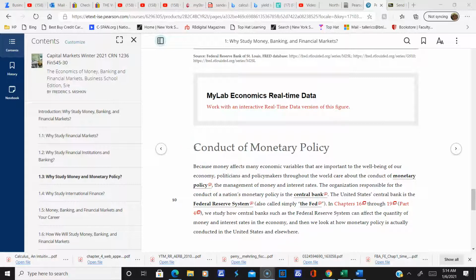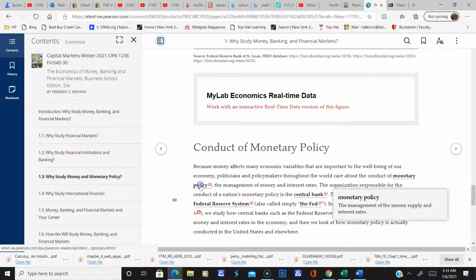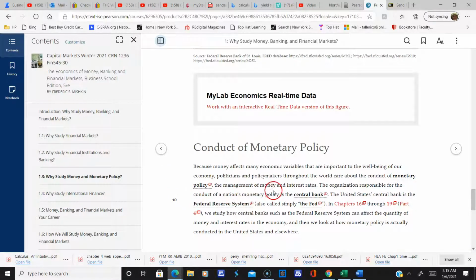I want to pick up here on the conduct of monetary policy, because basically money affects many economic variables, okay? And so we have to understand what the term monetary policy is. Monetary policy is the conduct of the Federal Reserve. This is the management of the money supply and interest rates, which the Federal Reserve does, otherwise known as the central bank. So that's kind of synonymous.